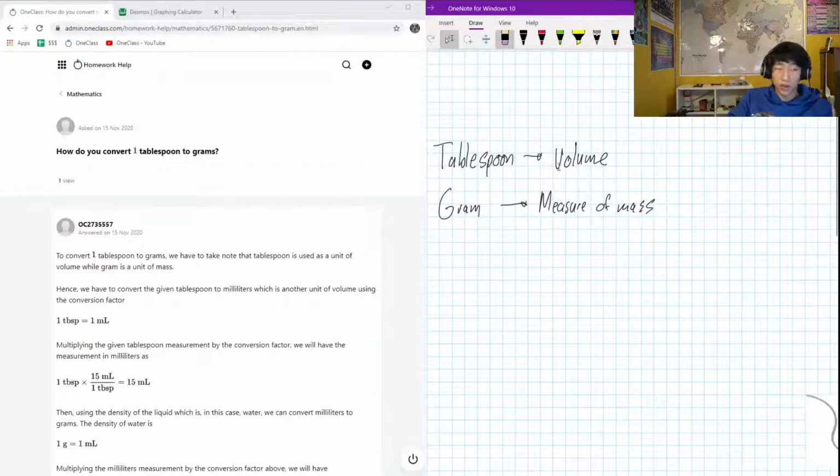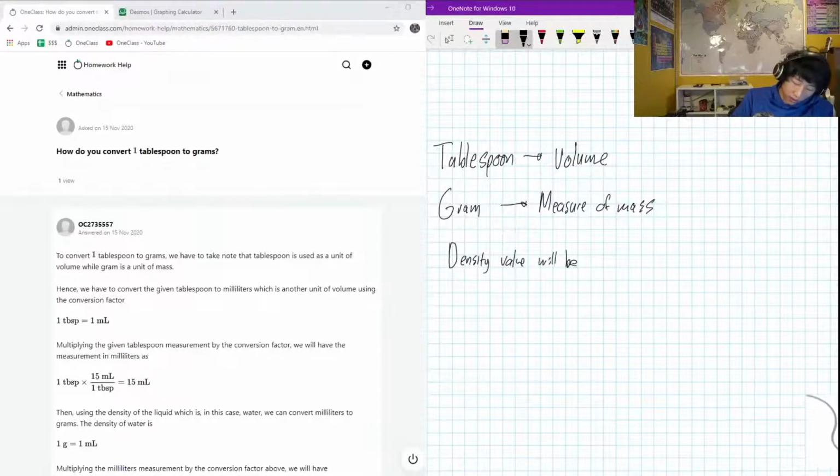So first, we want to convert this tablespoon to a more easy to use volume unit, and then once we have the volume, we're going to need a density to actually know the mass. So a density value will be needed to find mass.